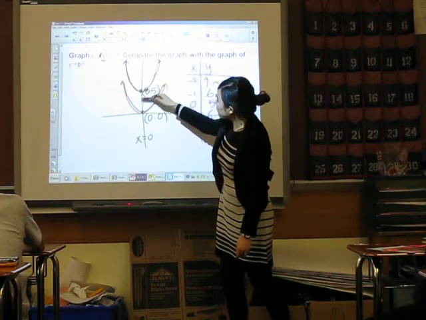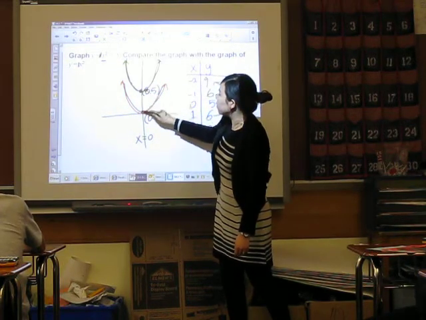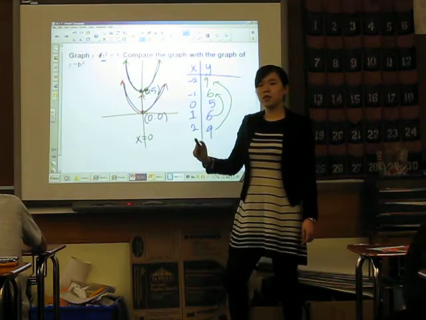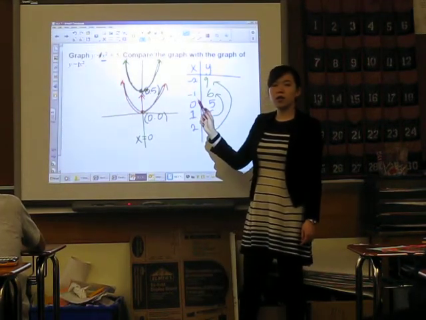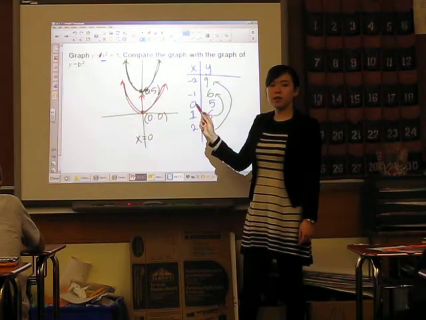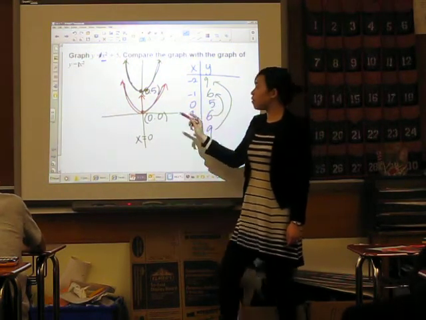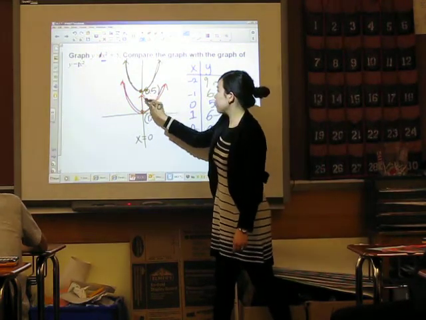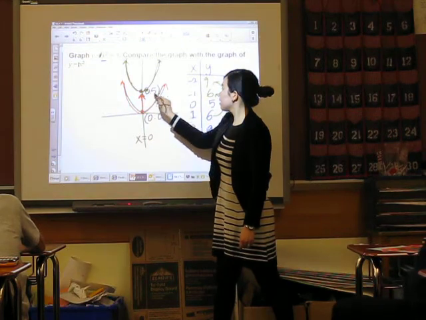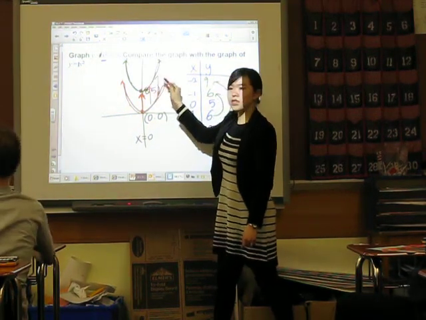Do they have different vertices? Is that the only point moving up 5 units? Or does every point have to move up 5? What I mean is, the vertex is different. It goes up, right? What about the other point? It also goes up, right?